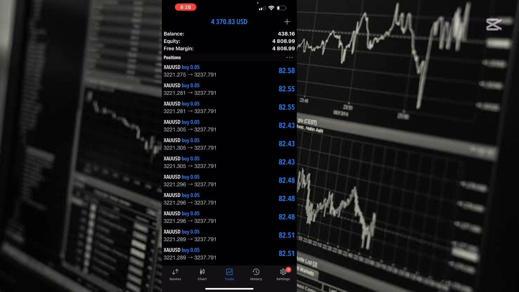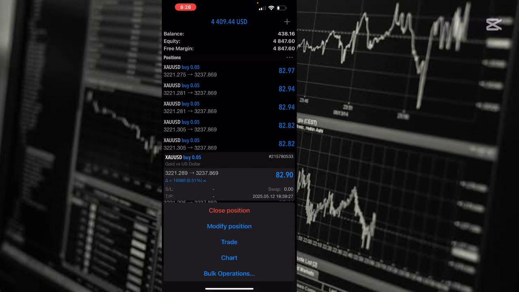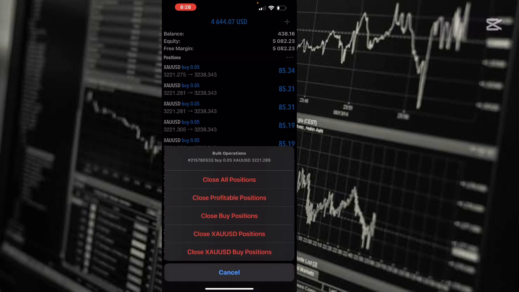Hopefully we get there soon. 4,300. It's just a matter of a few pips. All right, so let me get ready to close. I'll be using the bulk operation to close all the positions. As soon as we clock 5,000, I'll be closing everything. All right, so 4,700. A few pips to go, and we are there.